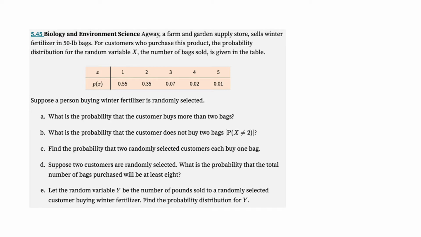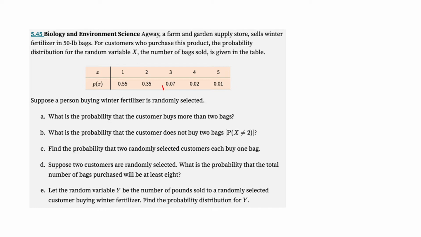Agway, a farm and garden supply store, sells winter fertilizer in 50-pound bags. For customers who purchase this product, the probability distribution for the random variable x, the number of bags sold, is given in the table. Suppose a person buying winter fertilizer is randomly selected. Now, this is a very quintessential discrete probability distribution question where they give you this table to describe the distribution and ask you some questions about it. What is the probability that a customer buys more than 2 bags?